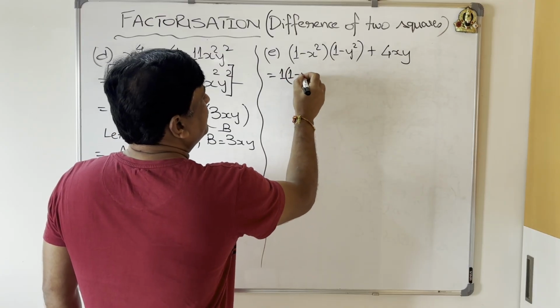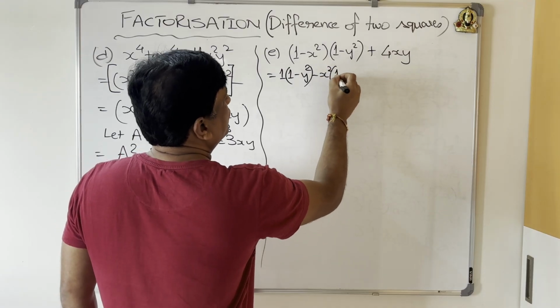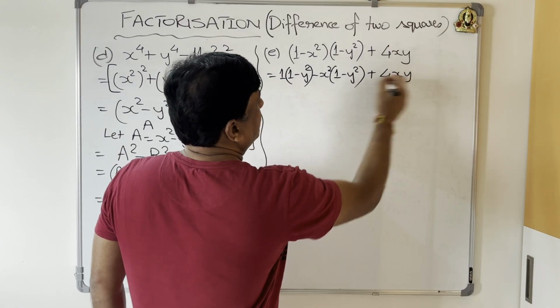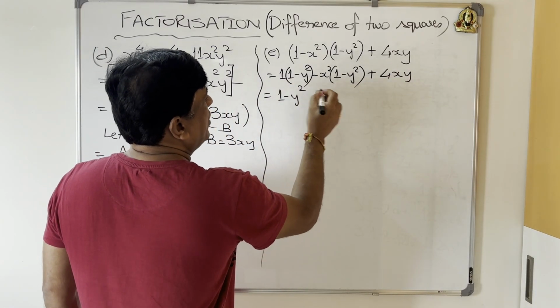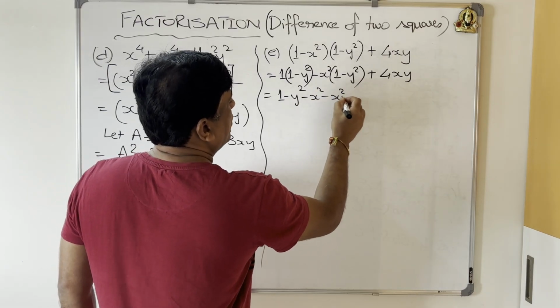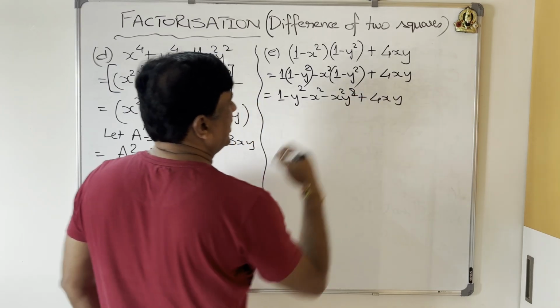1 minus y square times 1 minus x square. Yes, I'm doing a simple multiplication to open up that one first. So this becomes 1 minus y square minus x square plus x square y square, right? Plus 4xy. Look at it.